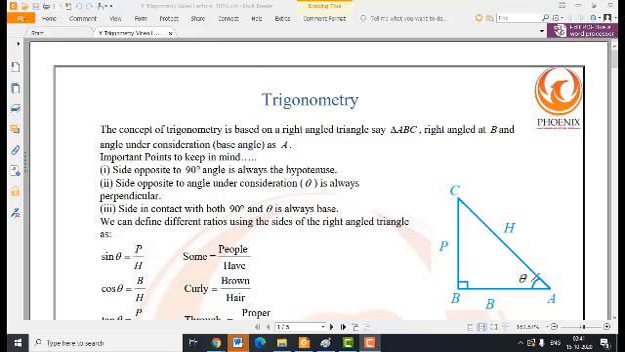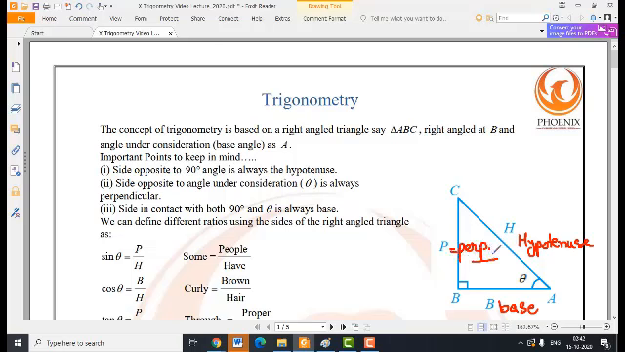Three important things to observe and understand before moving on: the side opposite to the 90 degree angle is the hypotenuse, the side opposite to the angle under consideration theta is the perpendicular, and the side which is in contact with the 90 degree angle and the angle theta is considered to be the base of the triangle. So this is my base, this is the hypotenuse, and this is the perpendicular.